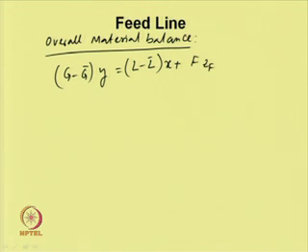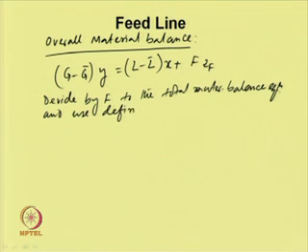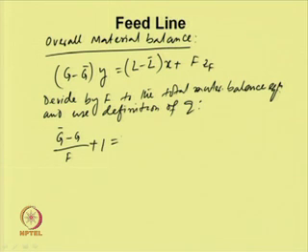Now, if we divide by F the total material balance equation, and use the definition of Q. So, if we do that, we can write (G bar minus G) by F plus 1 would be equal to (L bar minus L) divided by F. This would be equal to Q.